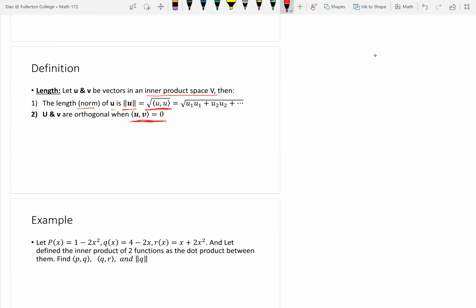So this is similar to the dot product concept, right? Recall in section 4.1, if u dot v equals 0, then u is orthogonal to v. So there's a similarity between the inner product space and the dot product, but it doesn't mean they are the same. In the dot product, it's just one item, but here it is considered as the entire space.